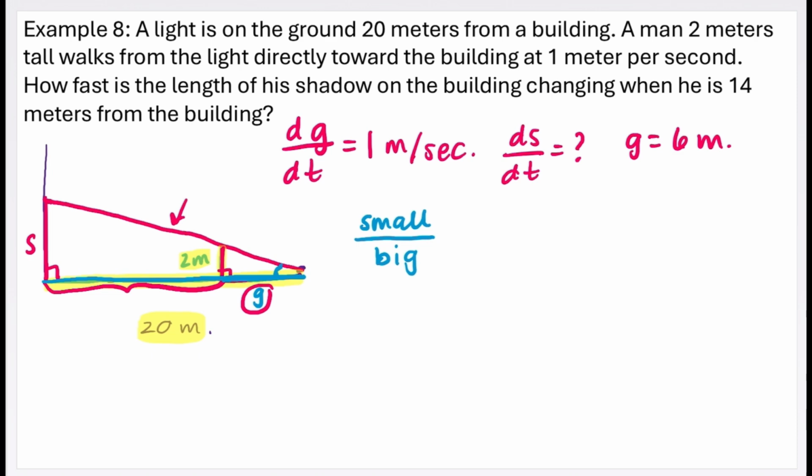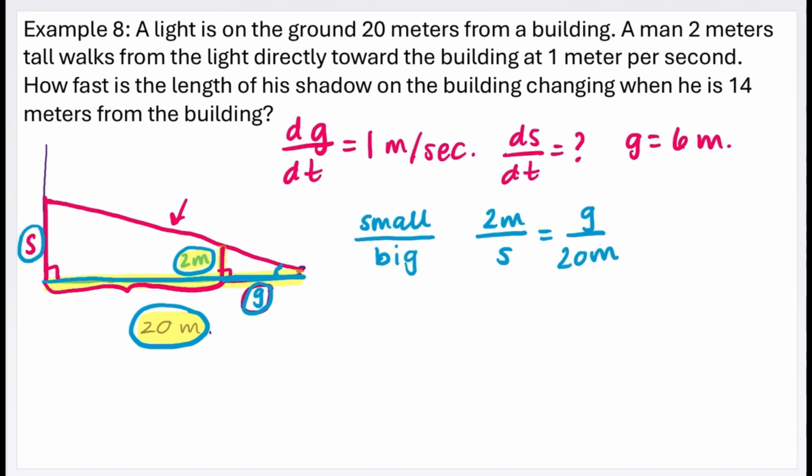So on the small triangle, I have the side that is 2 meters. And on the big triangle, I have the side that is S. So it's going to be 2 meters over side S is equal to small triangle G over big triangle, 20 meters. Now I can find the derivative of both sides of this equation. And then I'll be able to use the information I have to find out what I don't know.